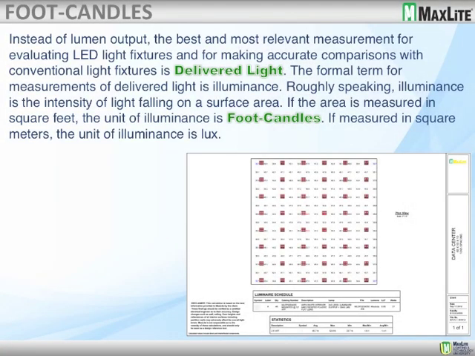Now, instead of lumen output, the best and most relevant measurement for evaluating LED fixtures and for making accurate comparisons with conventional light fixtures is delivered light. The formal term for measurement of delivered light is illuminance. Roughly speaking, illuminance is the intensity of the light falling on the surface area or the work area. If the area is measured in square feet, the unit of illuminance is foot candles. If it's measured in square meters, the unit of illuminance is lux. So Europe uses lux. Here in the States, we use foot candles.